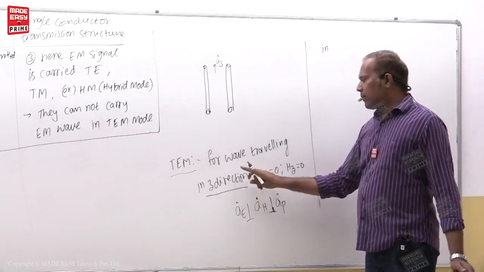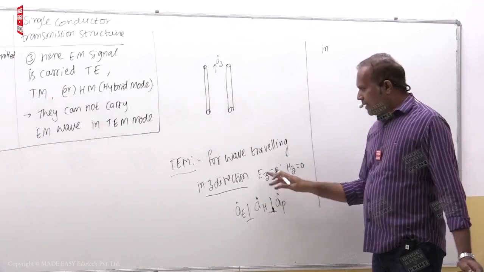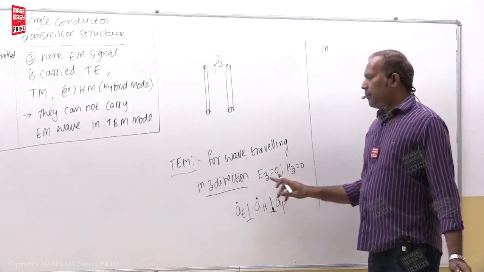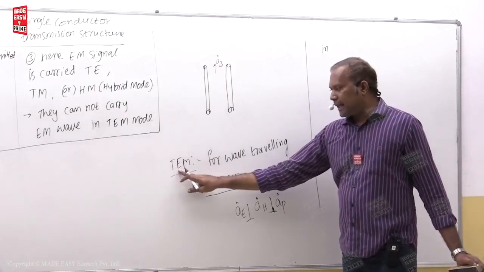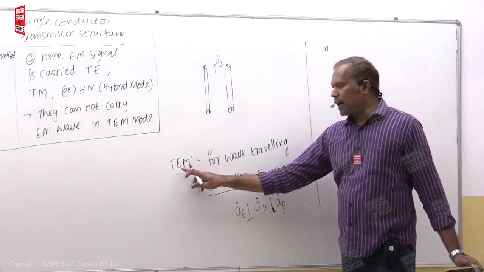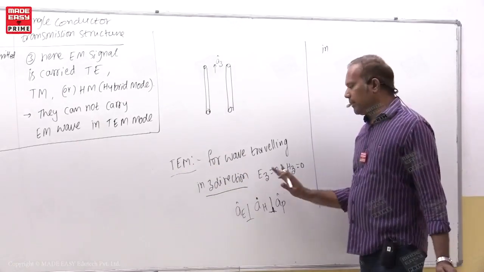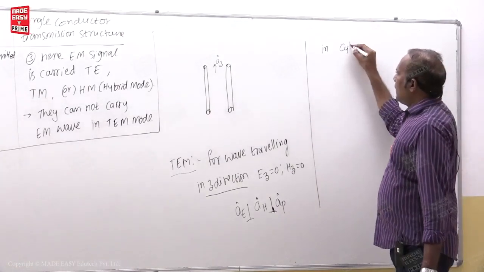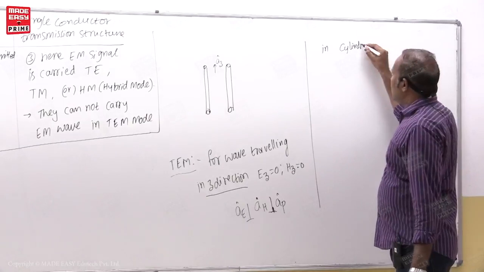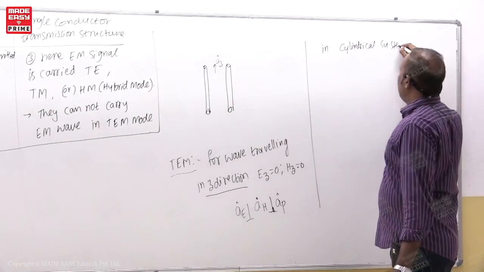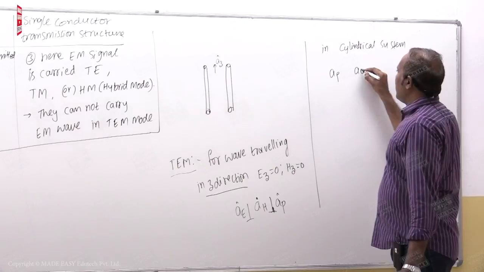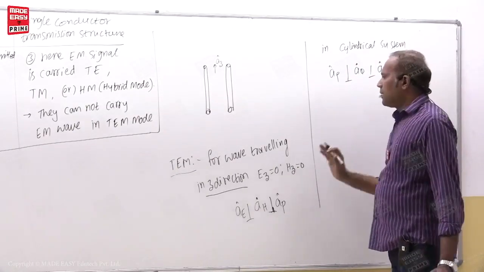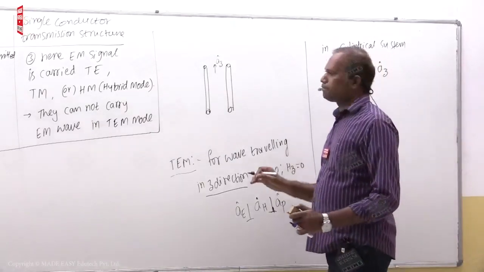So TEM mode means for a wave traveling in Z direction, the electric field Z component should not be there, and the magnetic field Z component should not be there, because transverse means 90 degrees. Electric field and magnetic field both are 90 degrees to the wave propagation direction. That is the meaning, that is the definition. Now, one more point. In cylindrical system, A rho, A pi, A z, how are they? Perpendicular to each other. Now I will start explaining this one.